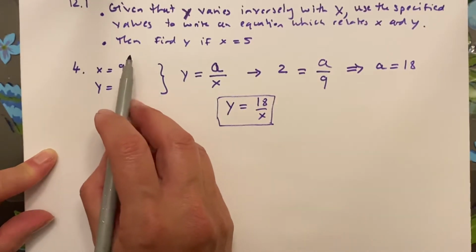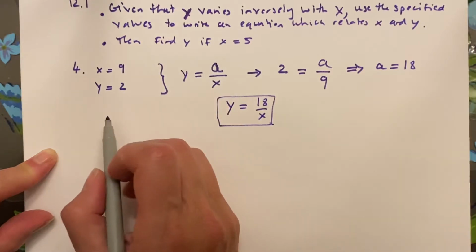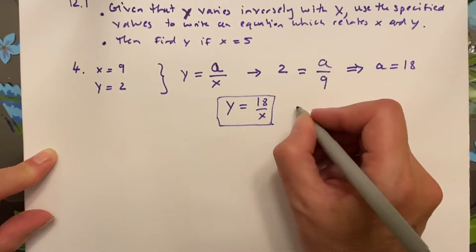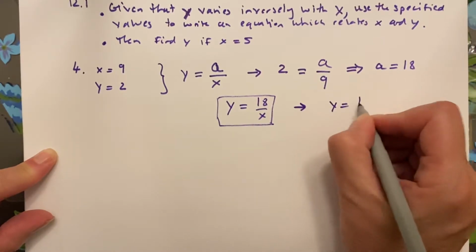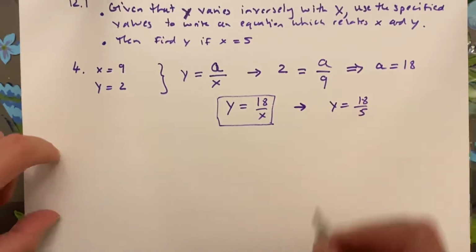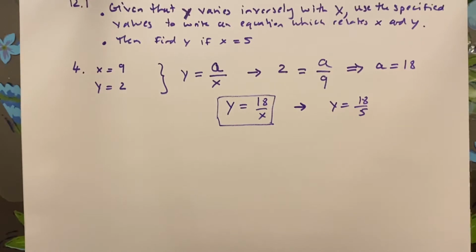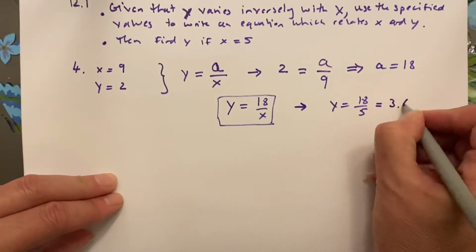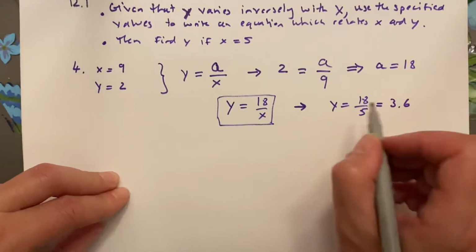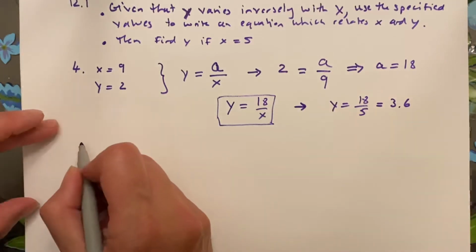But I'm also told find y if x equals 5. Well, that's easy. If I put in 5 for x, I get y equals 18/5, which I could leave this way, or I could write as a decimal, 3.6. Both are correct. All right, that was number 4.